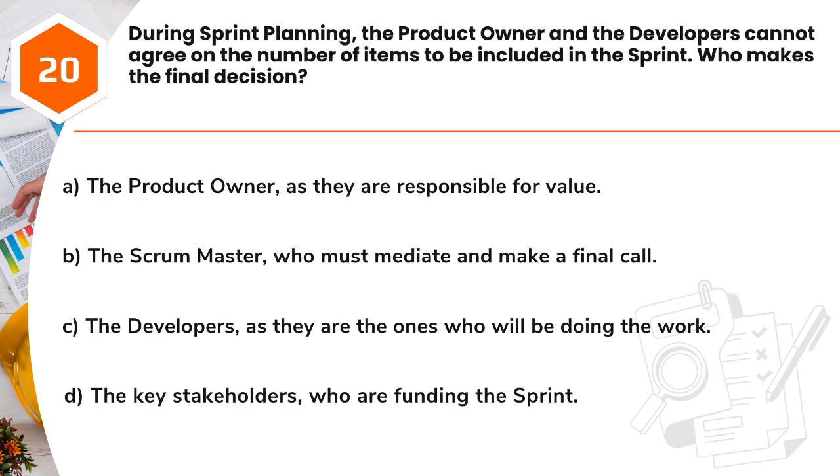Question 20. During sprint planning, the product owner and the developers cannot agree on the number of items to be included in the sprint. Who makes the final decision? A. The product owner, as they are responsible for value. B. The Scrum Master, who must mediate and make a final call. C. The developers, as they are the ones who will be doing the work. D. The key stakeholders, who are funding the sprint.